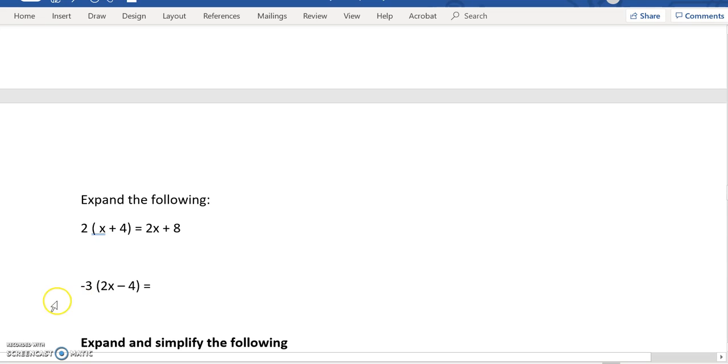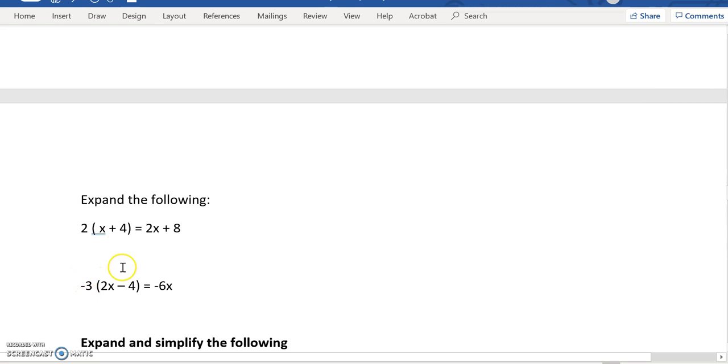It's a similar process for the second one, except we've thrown a few negative signs in here, just to make it a little more challenging. We've got negative 3 times 2x, then negative 3 times negative 4. So let's start with the first term, negative 3 times 2x. 3 times 2 is going to be 6, so it's going to be 6x, but it's multiplied by a negative here, so it's going to be minus 6x. A negative multiplied by a positive gives us a negative overall.